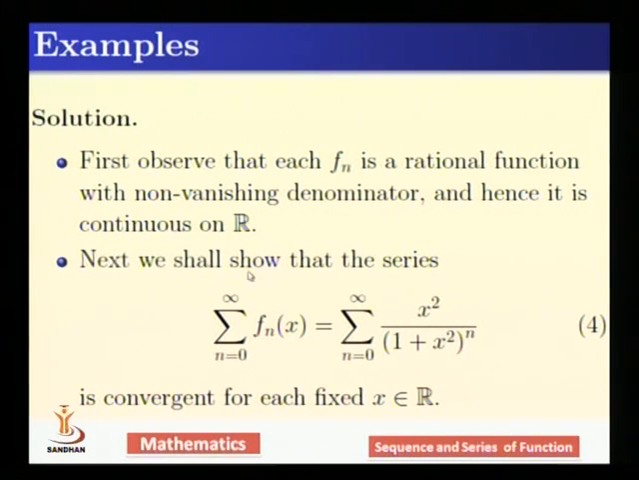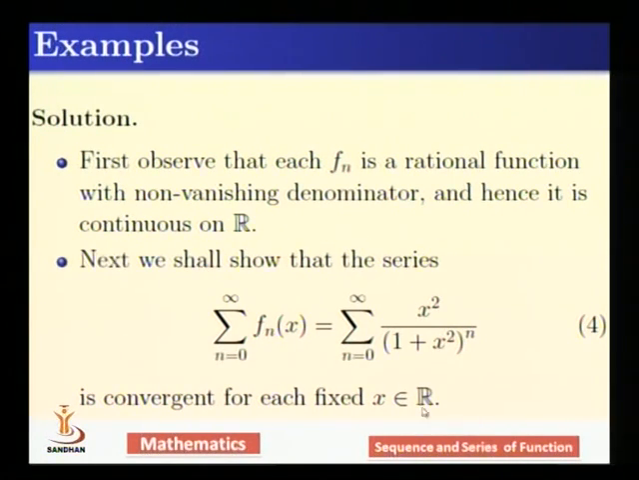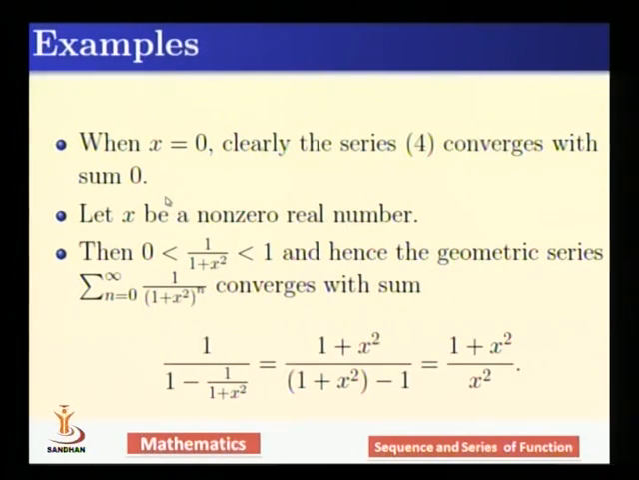Okay, next we shall show that this series, the sum for n from 0 to infinity of fn(x), which is equal to the sum for n equal to 0 to infinity of x squared upon (1 plus x squared) whole raised to n, is convergent for each fixed x in R. So we start with some x in R, and if that x is 0, then the numerator is 0 and the denominator is 1, so each term will be 0 and the series will converge with sum 0.